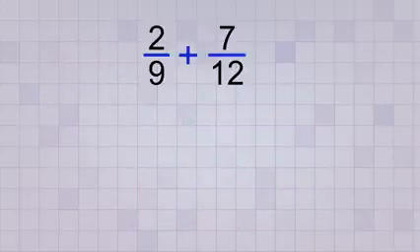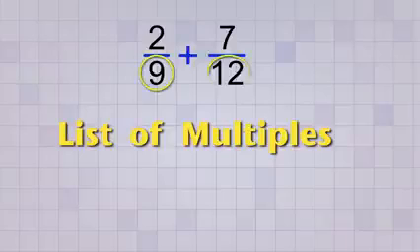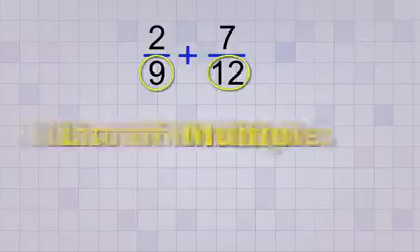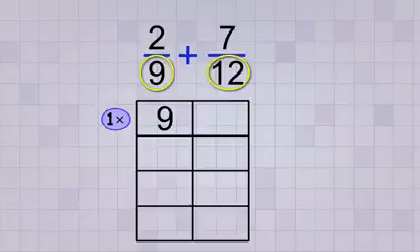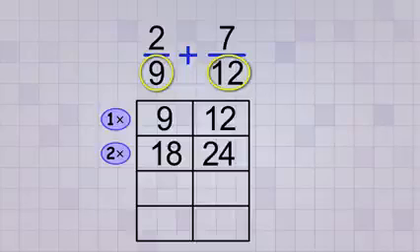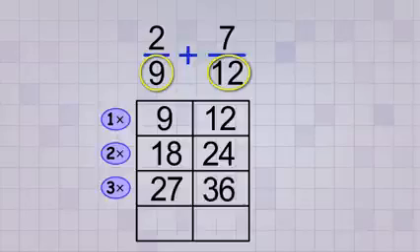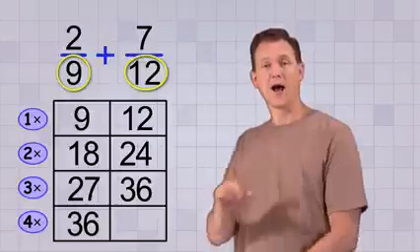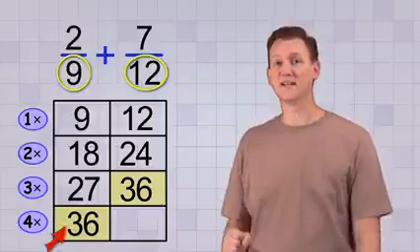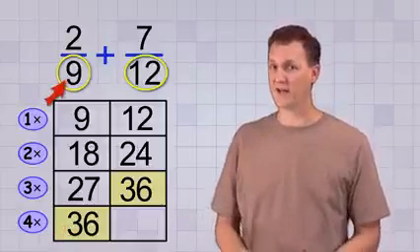Okay, ready for one more example? Let's find the LCD for these fractions. 2 over 9 and 7 over 12. Again, let's start by making a list of multiples for our two bottom numbers to look for a common multiple. 9 times 1 is 9, and 12 times 1 is 12, of course. 9 times 2 is 18, and 12 times 2 is 24. 9 times 3 is 27, and 12 times 3 is 36. 9 times 4 is 36. Aha! We found it. 36 is the least common multiple of 9 and 12.